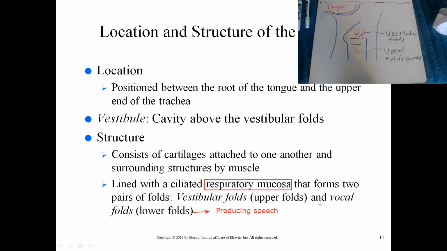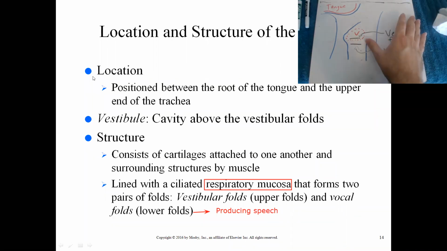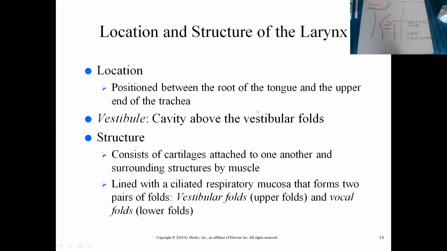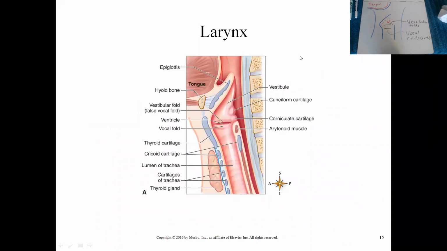The vestibular folds have not much of a role in making speech, mainly the vocal folds. And those are the major structures inside of the larynx. Now, the other major structures we're going to look at are mainly the cartilage framework of the larynx, of which there are several pieces.